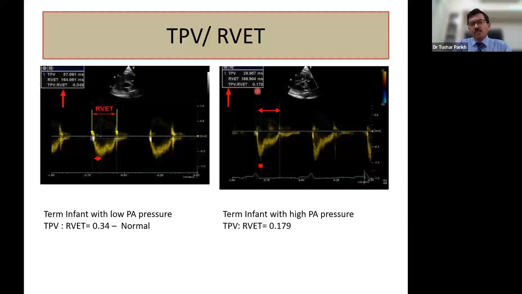upon RVT is 0.17, which is less than 0.2 or less than 20%, which indicates that there is significant pulmonary hypertension.